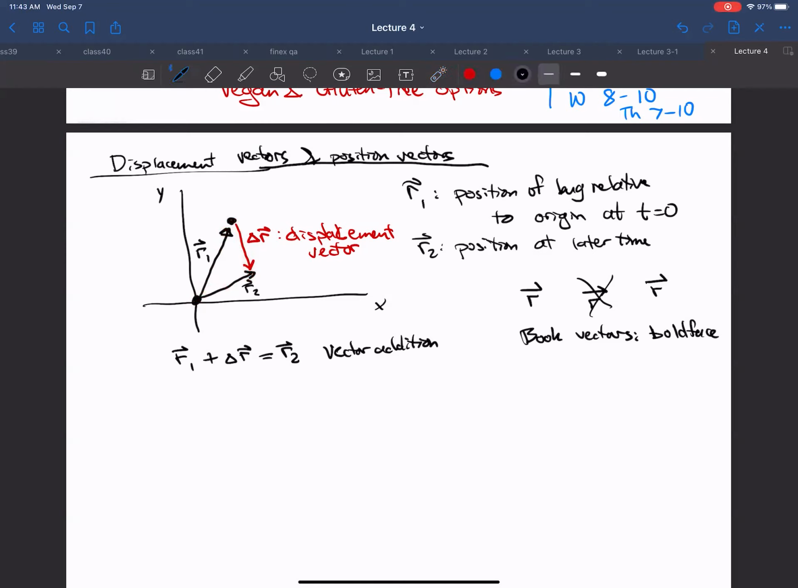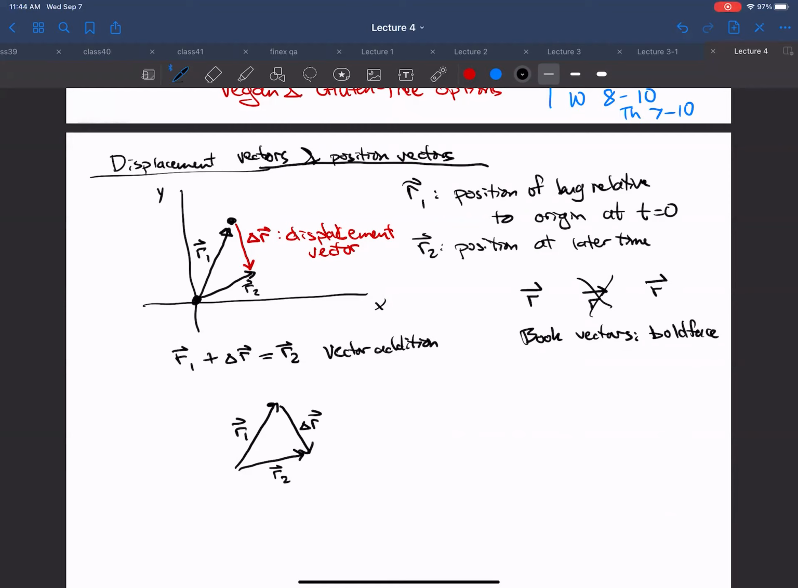I'm just going to do that again here. So here's R1, and I place delta r with its tail next to the tip of R1, and then I draw the addition of them starting from the tail of R1 and going to the tip of the second vector in the addition, delta r, and that gives me R2, like so.